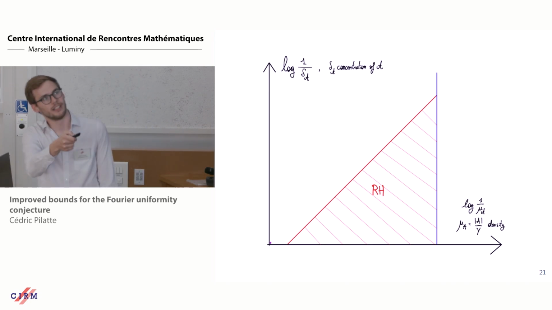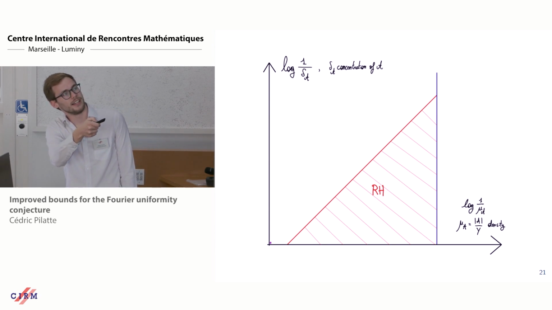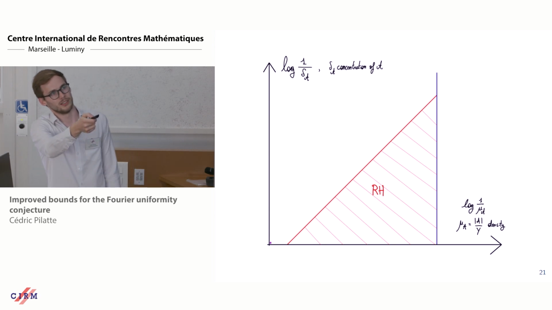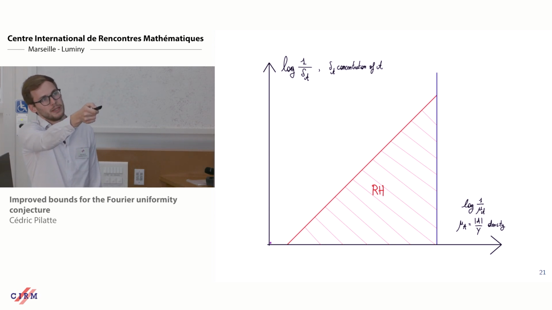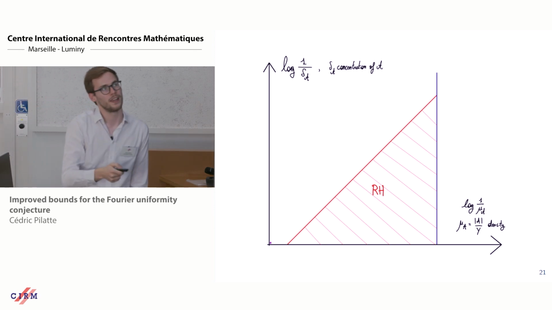So the blue line represents, okay, first the axis. So this axis represents the density. Actually, it's like log of 1 over the density, because it will make the picture more readable if I do a logarithmic scale. So the density is on this axis, and the concentration is on the other axis. So I'll take log of 1 over the concentration.